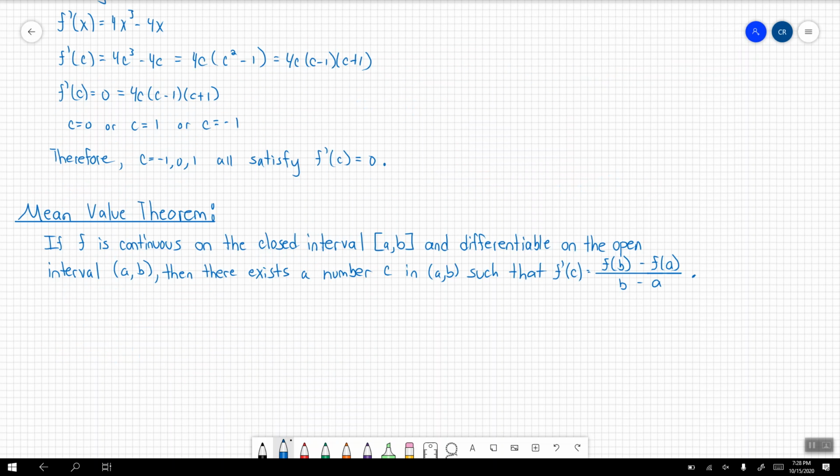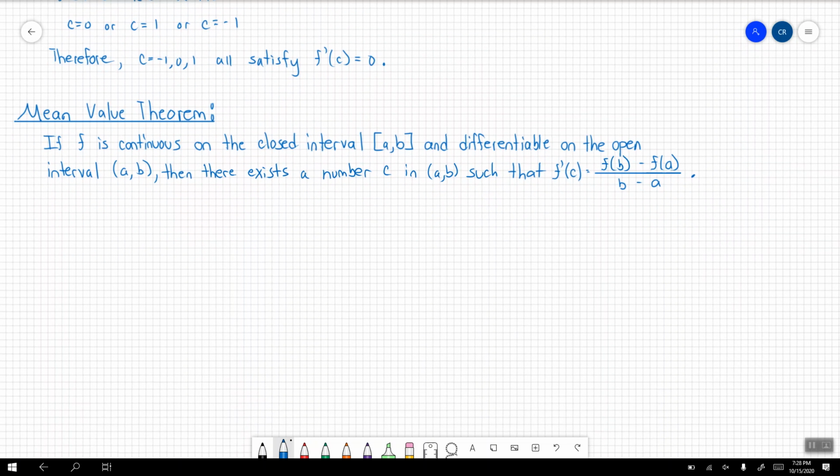All right, so here's your mean value theorem. The mean value theorem says that if f is continuous on the closed interval from a to b, and differentiable on the open interval from a to b, then there exists a number c in the interval from a to b such that the derivative of the function evaluated at c is equal to the difference between f of b and f of a, all divided by the difference of b and a.